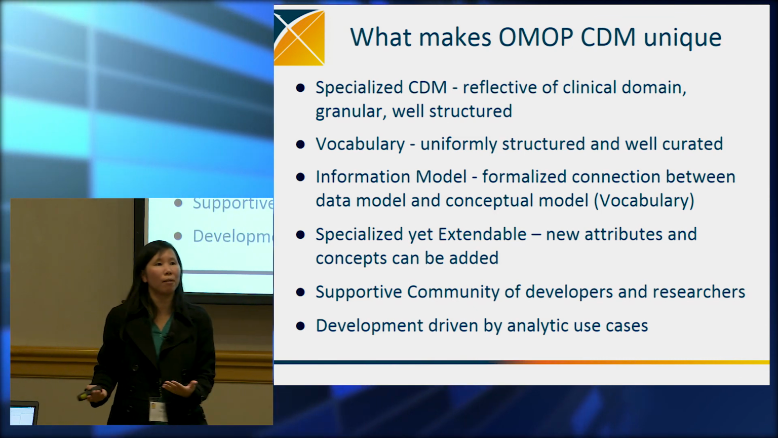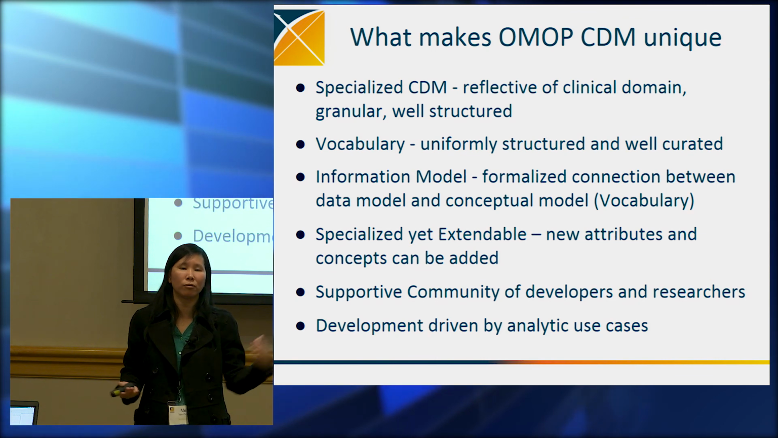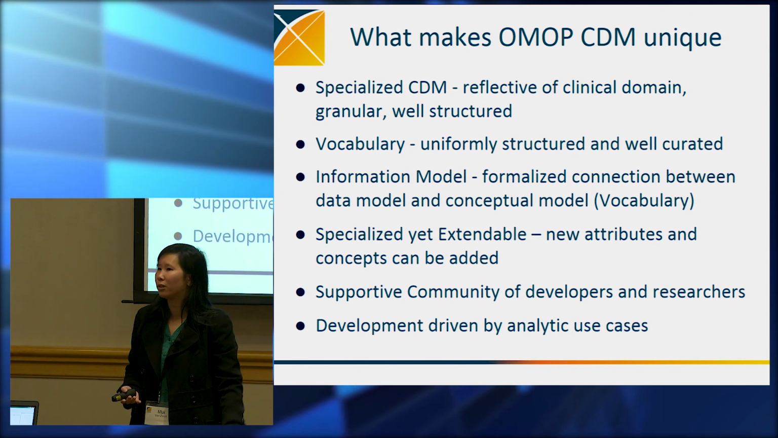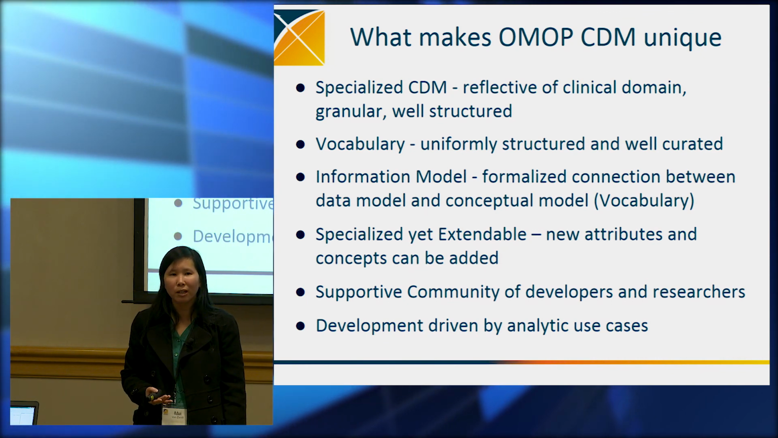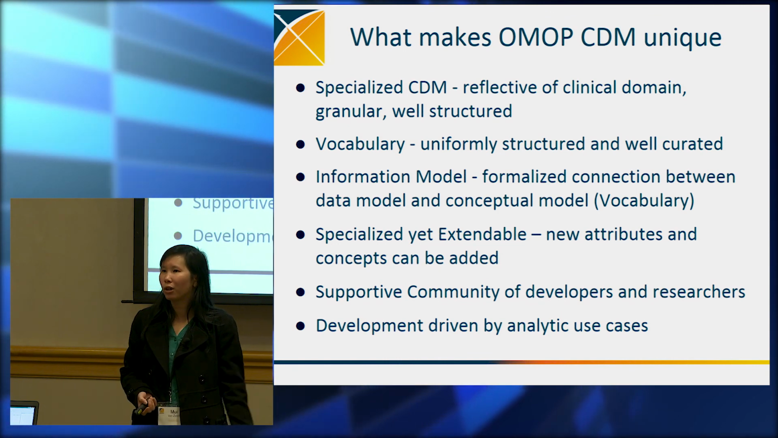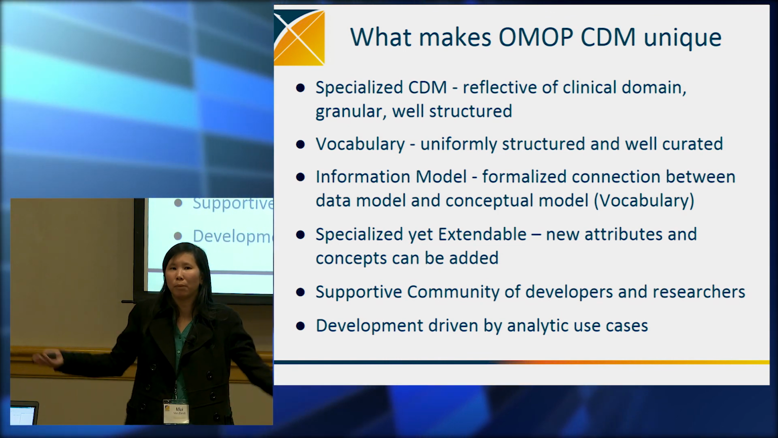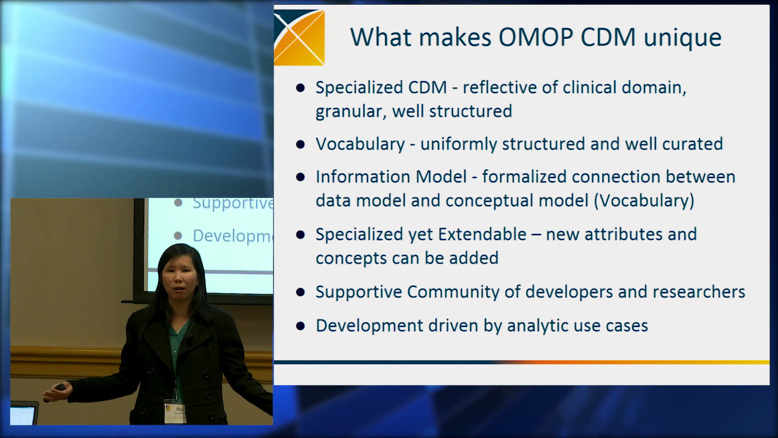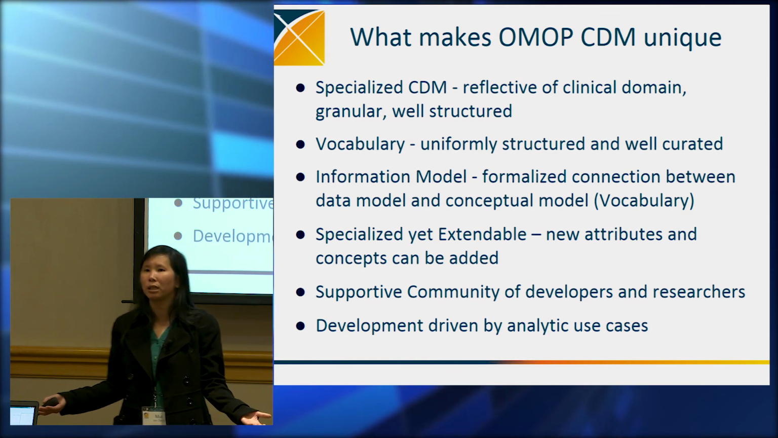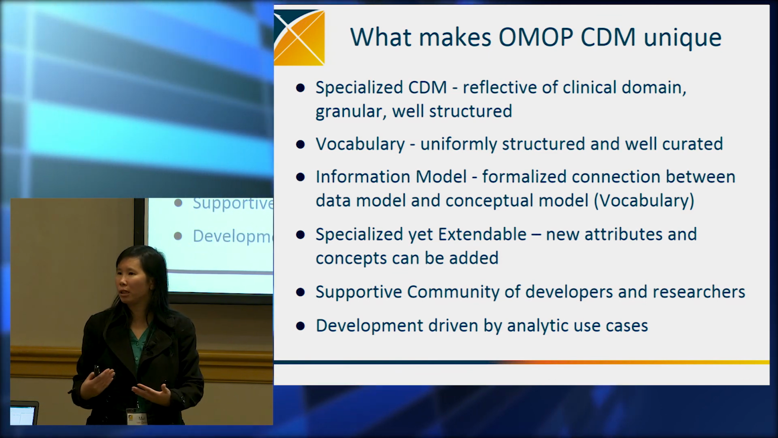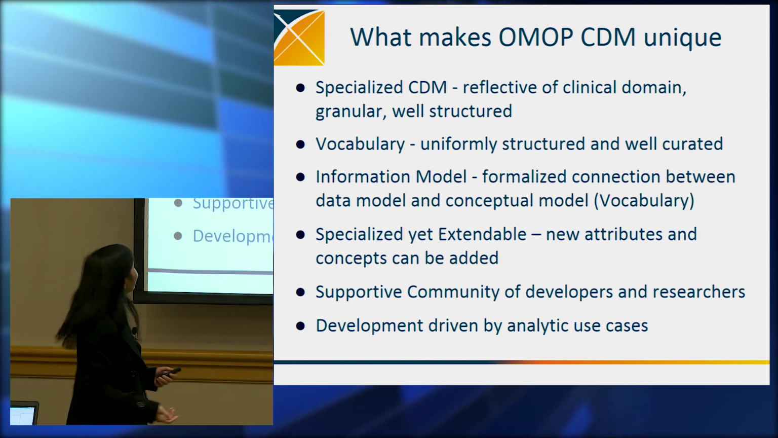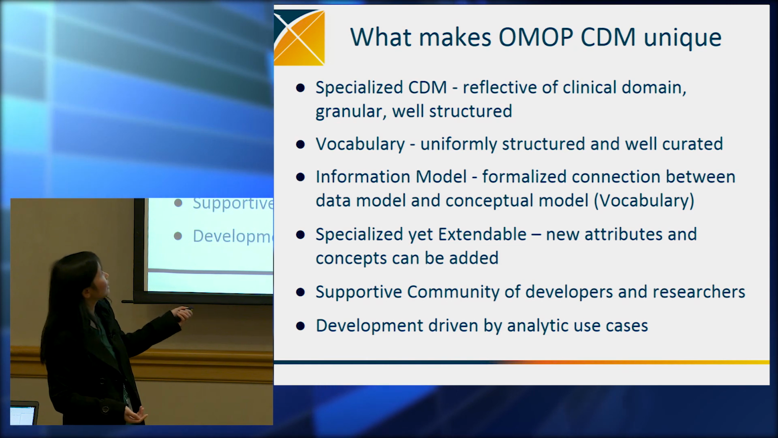You don't have to be a medical expert on it, because if you remember what Christian went through in the vocabulary, it's all spelled out for you in those ancestor and relationship tables. Programmers, you don't have to dig up all the NDC numbers anymore. Just find the descendants of an ingredient, and there you go, all your NDC numbers. Today you go to a clinical expert and ask, what are all those NDC numbers I need? And if a new NDC number comes in, you have to add it. You don't have to do that anymore. So again, it's specialized yet extendable.